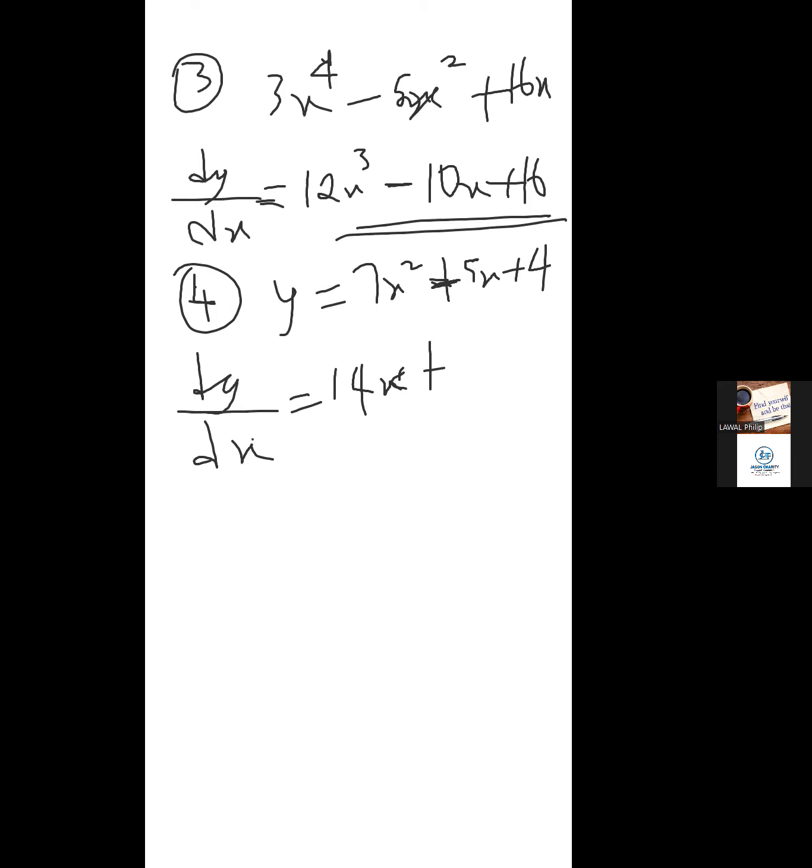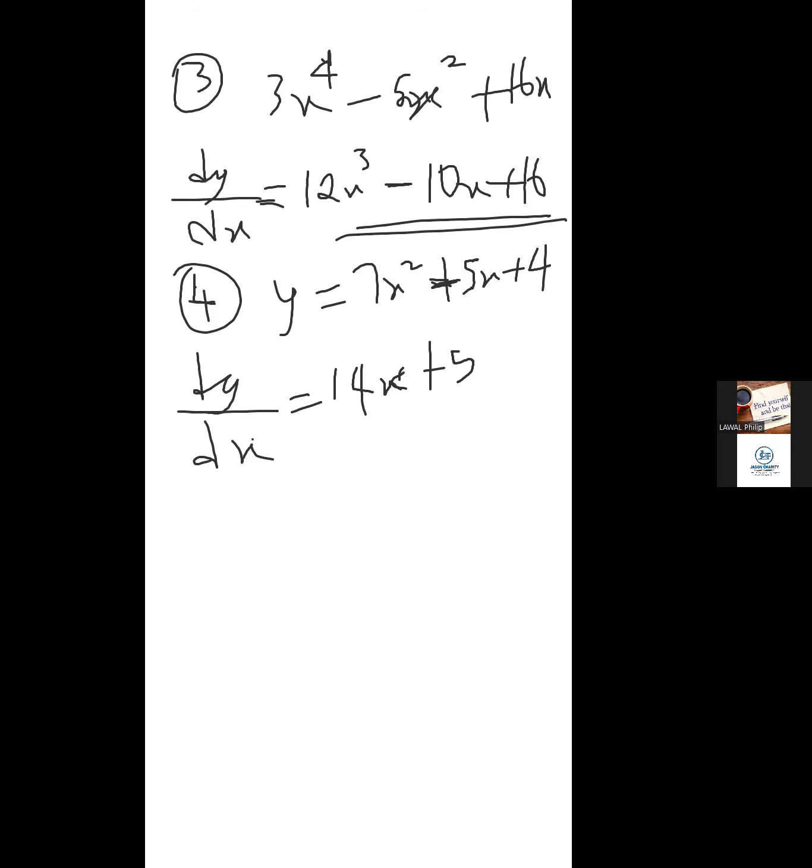1, x raised to power 1, 5x, x raised to power 1. So that will just be 5. 1 minus 1 is 0. So anything raised to power 0 is 1, just like I did for 16x. So it's just the number that will retain.